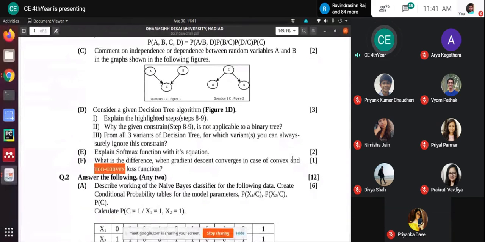But this guarantee you cannot provide with a non-convex function. That means if you are using gradient descent with a function which is not convex, in that case it might be possible that whenever it converges, that point may be a local minimum. Right, so if you have written this answer, that's it. That's what we expect from this particular question 1F.